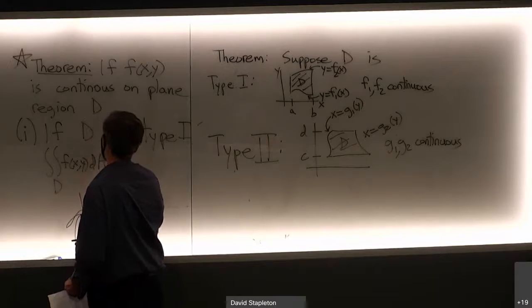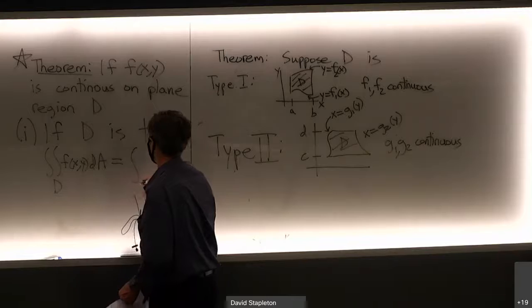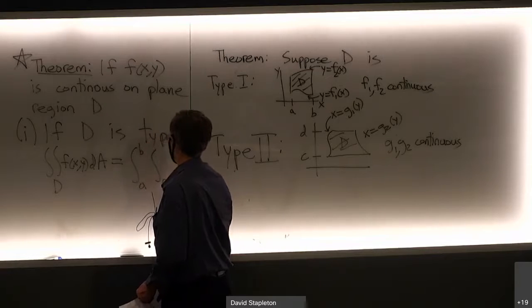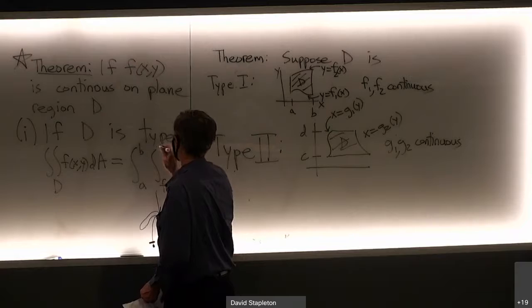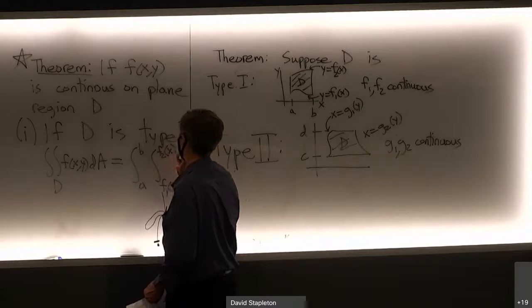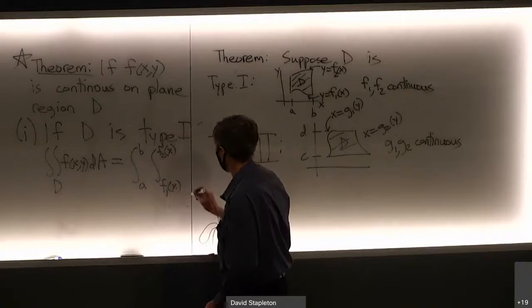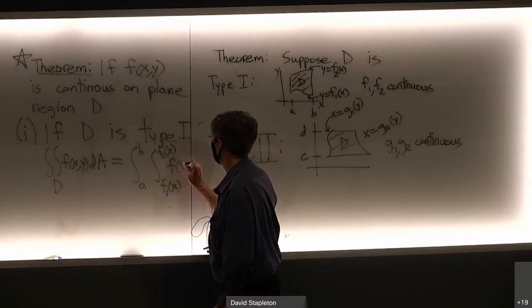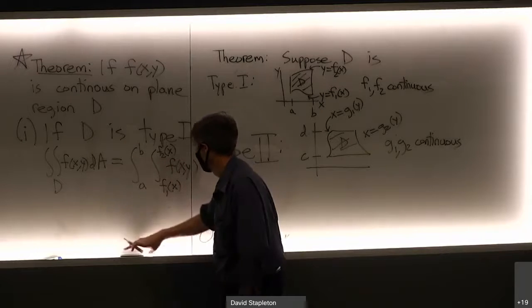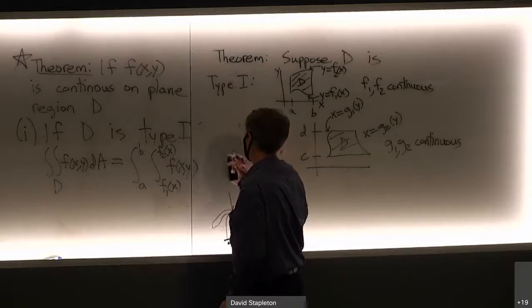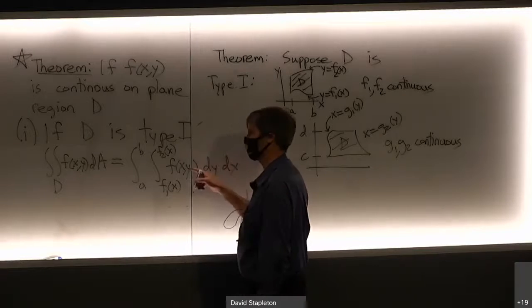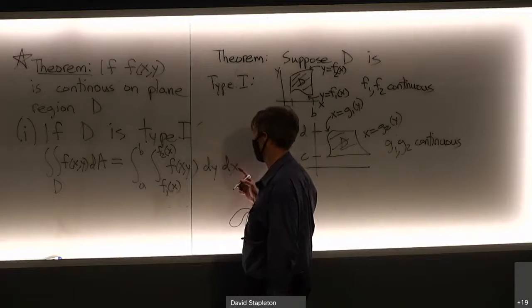can actually be evaluated as the integral from a to b of the integral from f1 of x to f2 of x. So you actually have variable endpoints depending on x. Of f of x,y dy dx, where again this is an iterated integral treating the outside variable as constant.